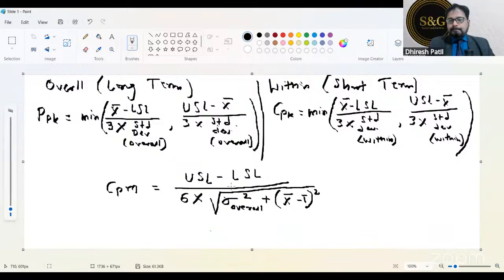Everybody, have you written this formula? T is nothing but the target, which we have not spoken about yet. T is nothing but a target.